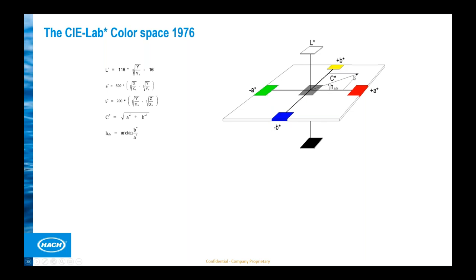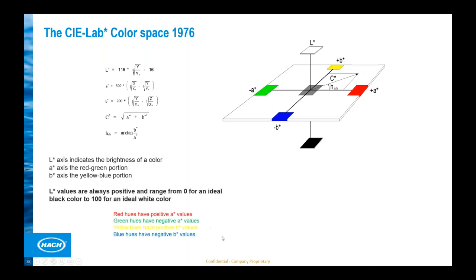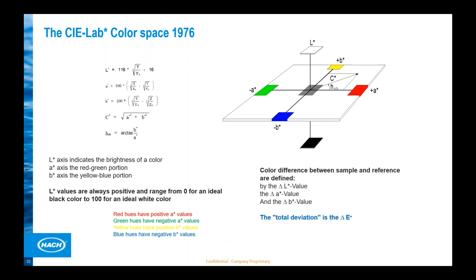You can have a delta. You can have the C for the chroma and H for the hue. And you can also define delta values, which means if you have a sample and a reference, you generally have a difference in lightness, a difference in the reddish green axis, and a difference in yellow blue. And with this, you can draw a graph and you can calculate the smallest distance between sample and reference, which is then called delta E.